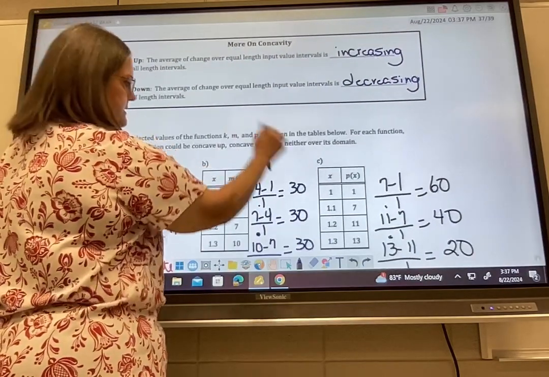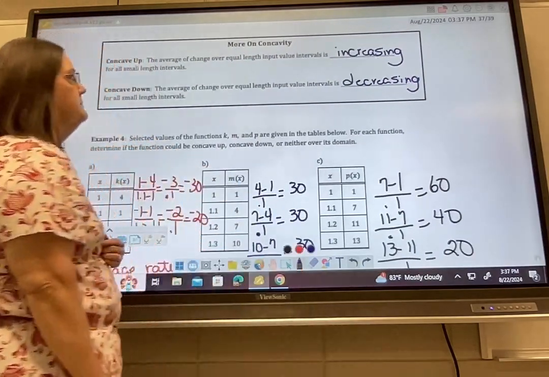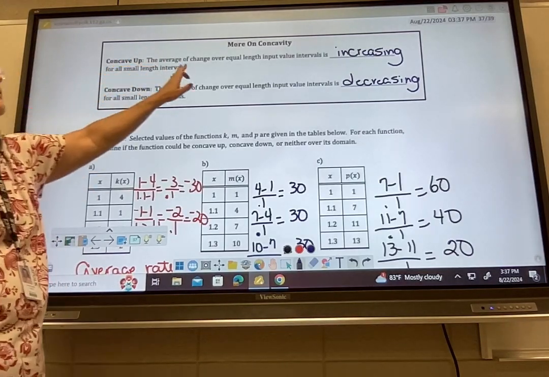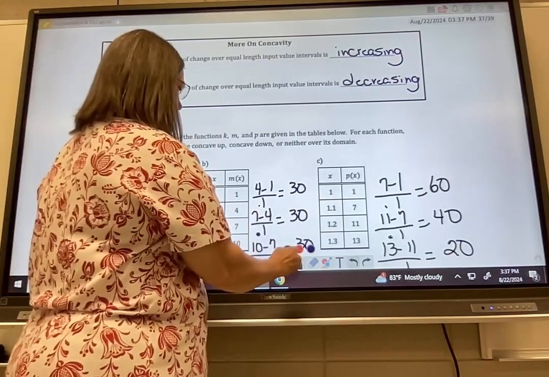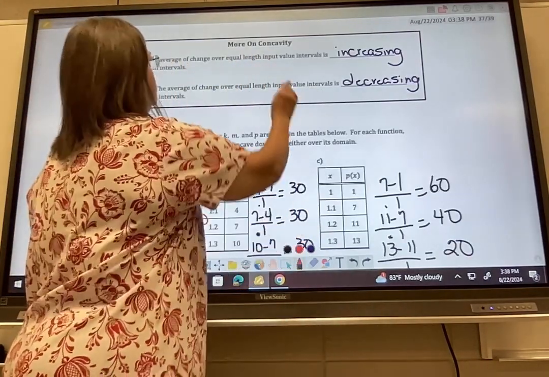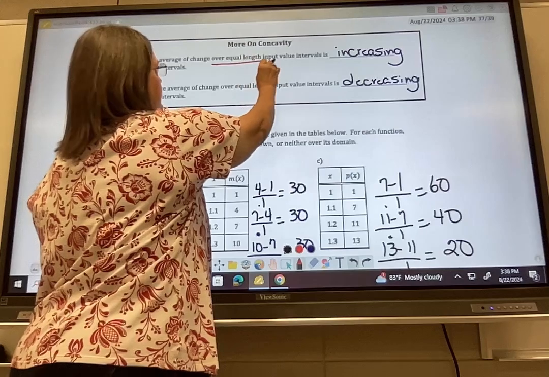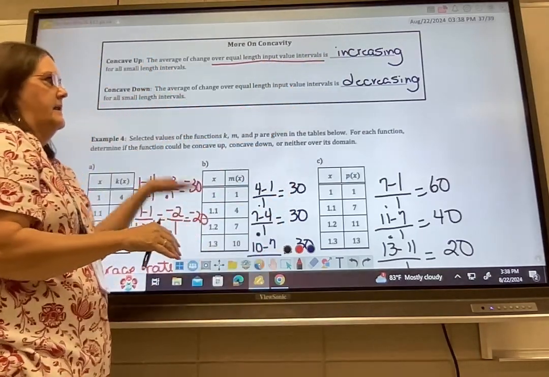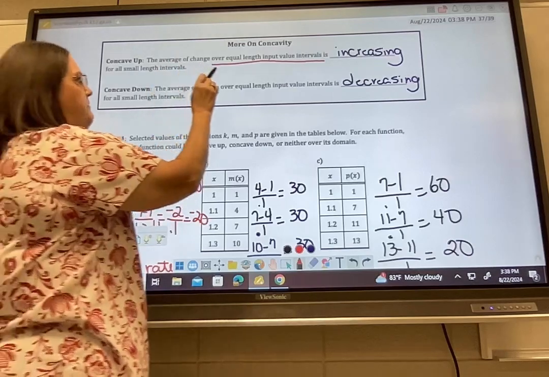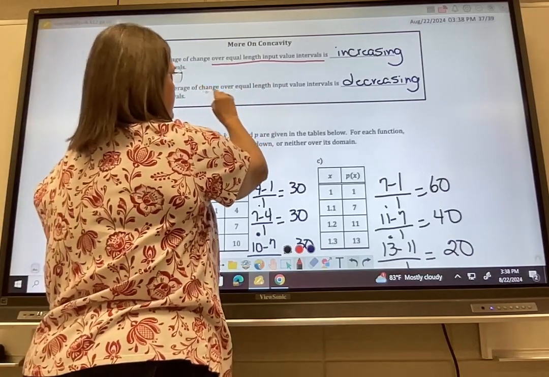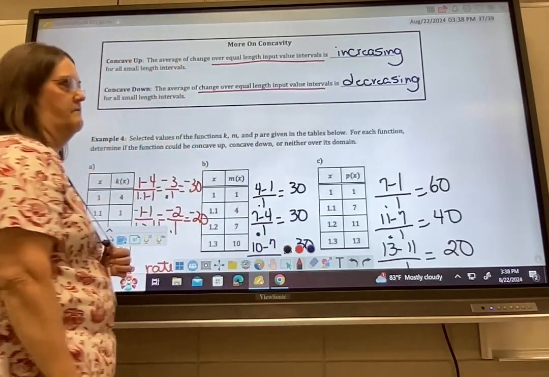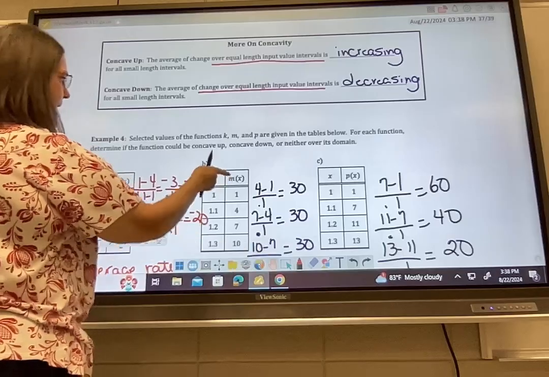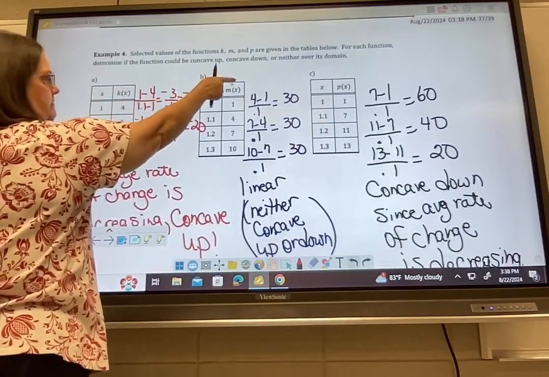I realize some notes were missing here. It's because I wrote, okay. So if it's concave up, my average rate of change over equal length input value intervals, that's important, if it's increasing, then it is concave up. Over equal length input values, if it is decreasing, it is concave down. So what I have to do now is the average rate of change.